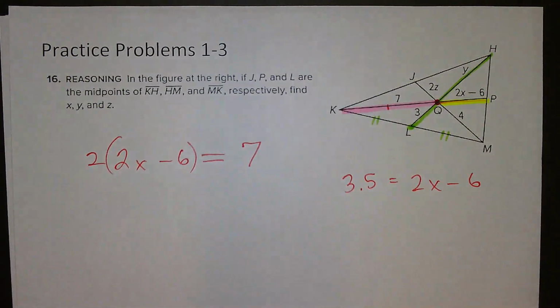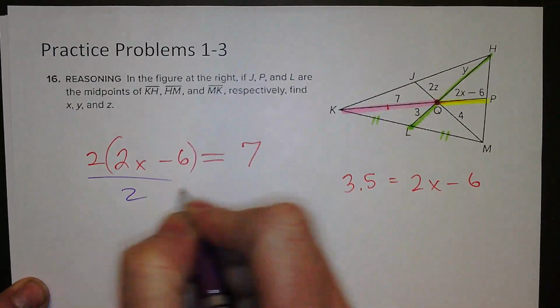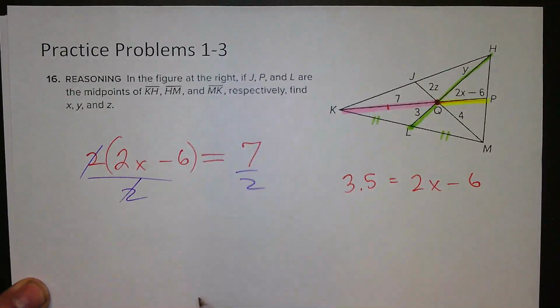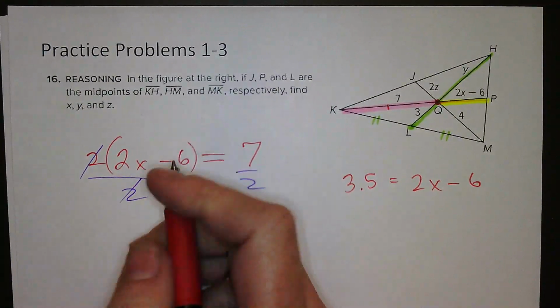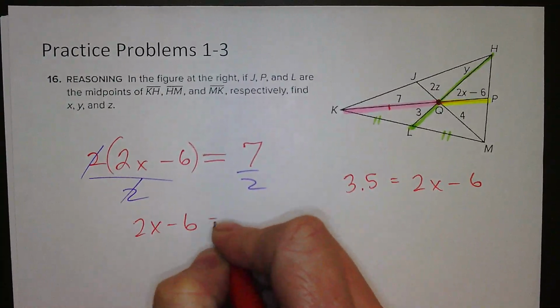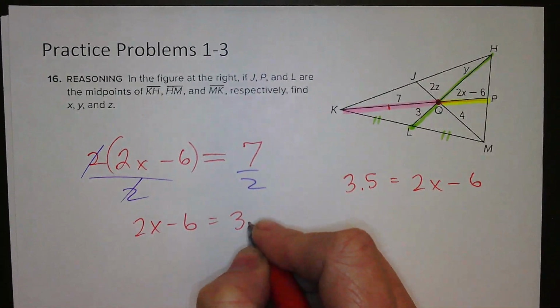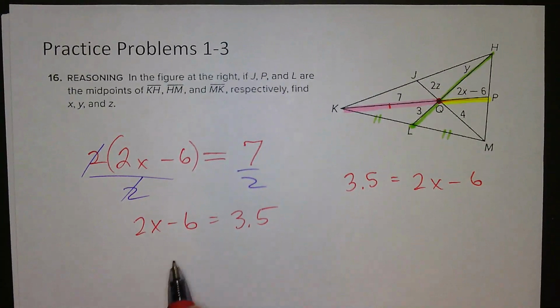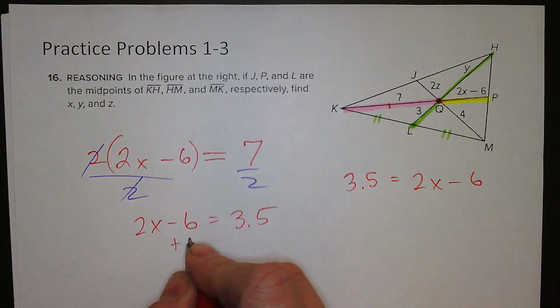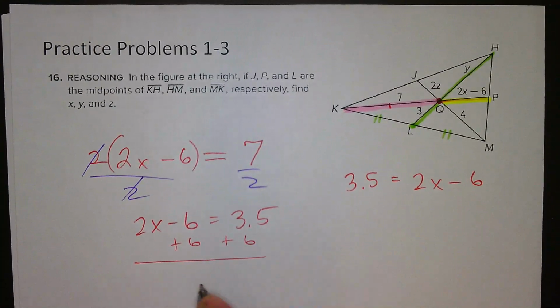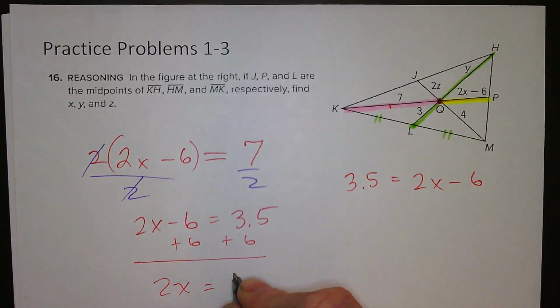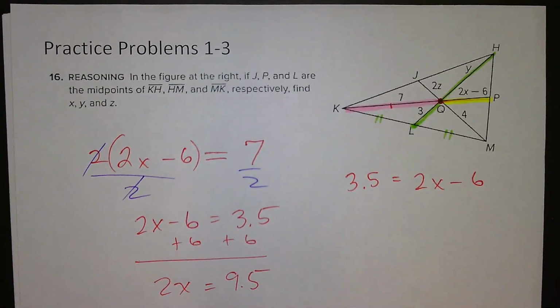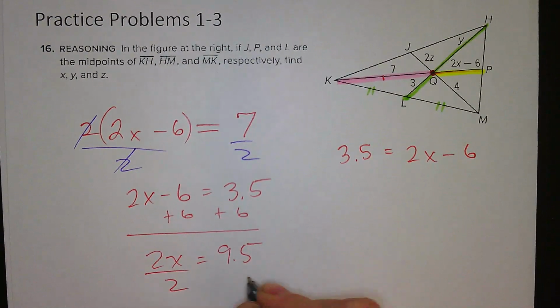In fact, if I go back to this one, the first thing I'm going to do is divide both sides by 2. That will cancel here. And that's going to leave me 2x minus 6 equals 7 divided by 2, which is 3.5. Okay, so now I'm just solving the equation for x. I'm going to add 6 to both sides. And that's going to get me 2x is equal to 9.5. And my last step is just to divide it by 2.